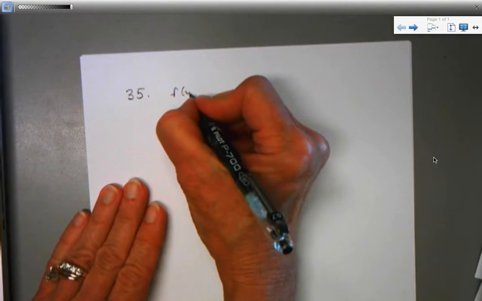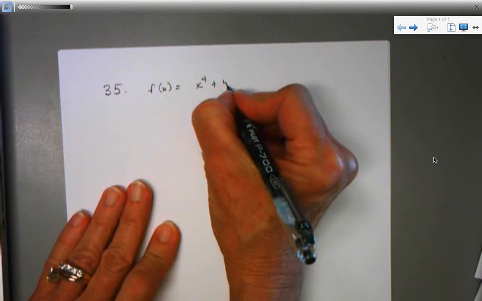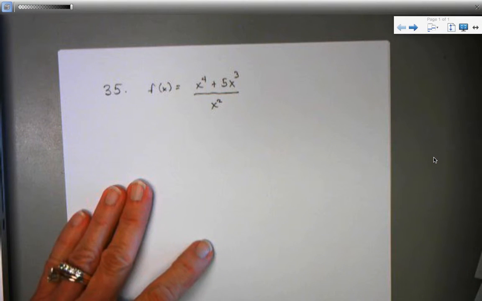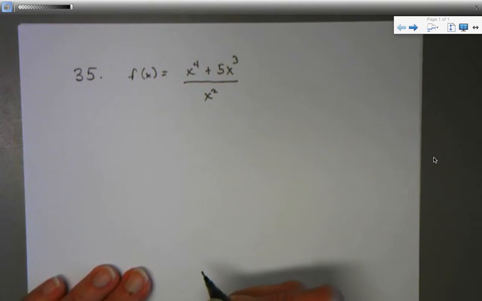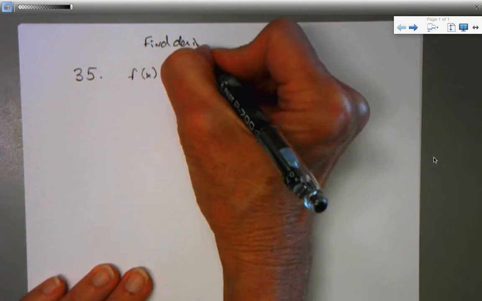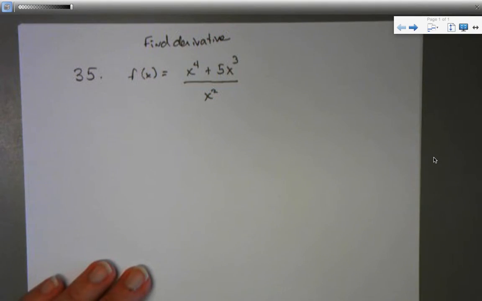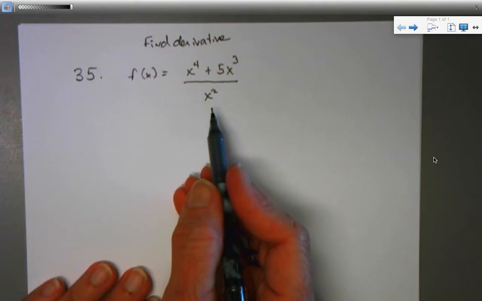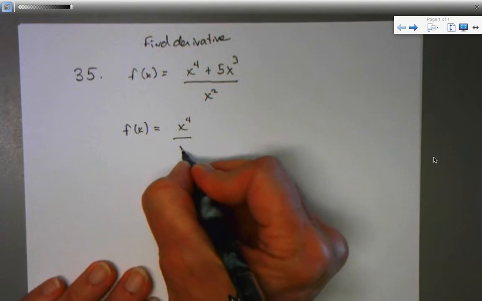All right, so the function given is... and I'm going to try to zoom in a little bit, see if I can make that a little more clear. So I want to find the derivative. The directions are find the derivative. To find that derivative, I'm going to have to put it in a form where I can use the power rule. Well, with this denominator, I can't use the power rule.